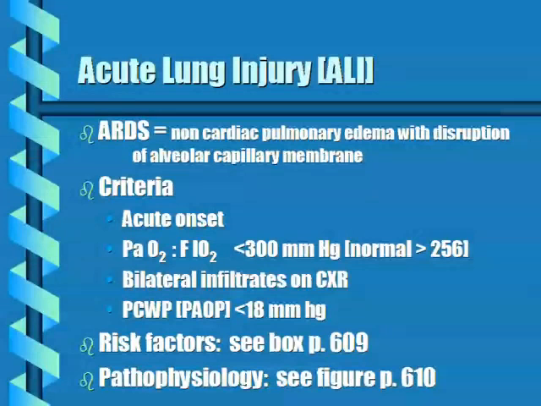Risk factors can be direct or indirect, and they are in a box on page 609. If they're direct, they're things like aspiration, near drowning, pneumonia, oxygen toxicity, pulmonary contusion, toxic inhalation, transthoracic radiation. If they're indirect, it's things like sepsis, trauma, hypertransfusion, cardiopulmonary bypass, pancreatitis, embolism, DIC, and shock. Mortality for ARDS is between 30 and 50%. That has gone up. It had been 30 to 40, but in and of itself, it's just 30 to 50%.